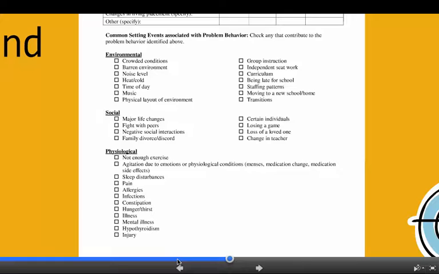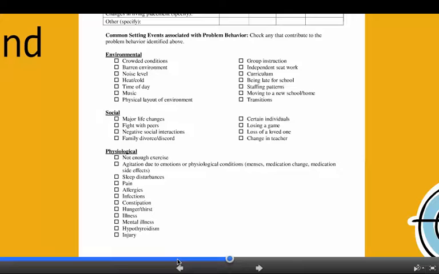So there are environmental considerations, there are social considerations, and there are also physiological considerations. Not enough movement and exercise, or sleep disturbances. So there could be a disruption in the sleep-wake cycle, or the person could have dental pain, or allergies, or an infection, or perhaps they don't have a healthy bowel and bladder regimen, and there may be constipation as a result of a dysregulated bowel regimen.